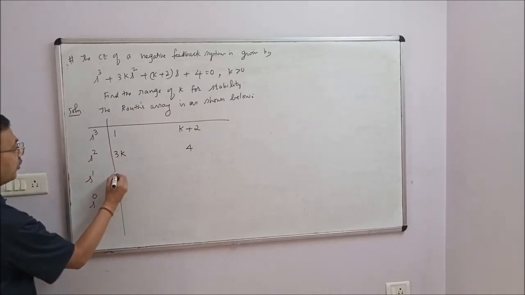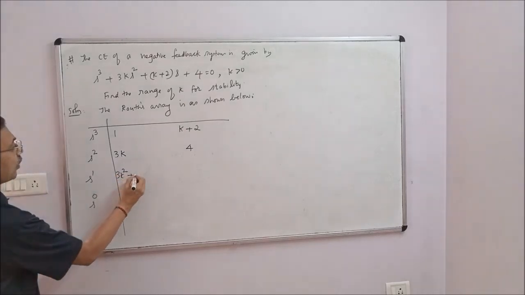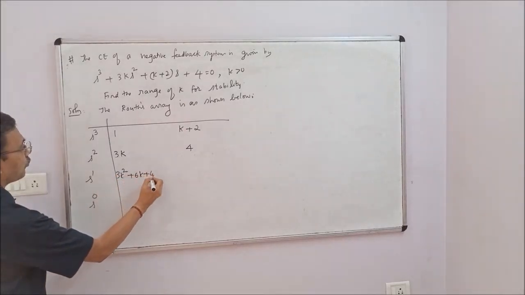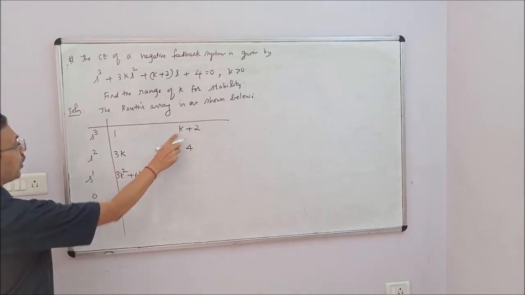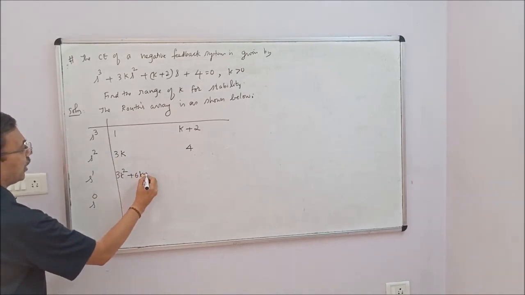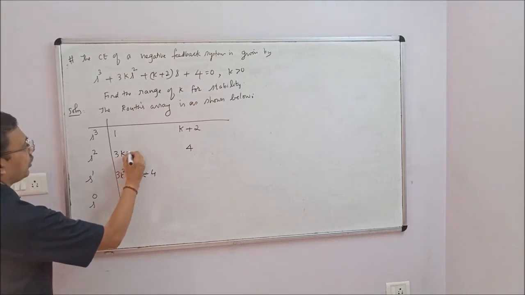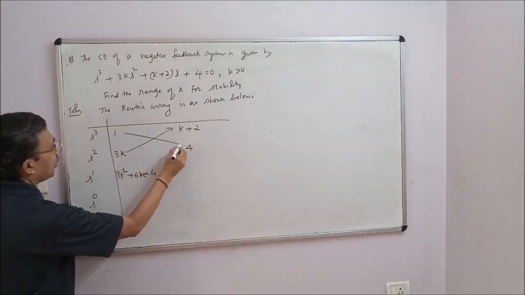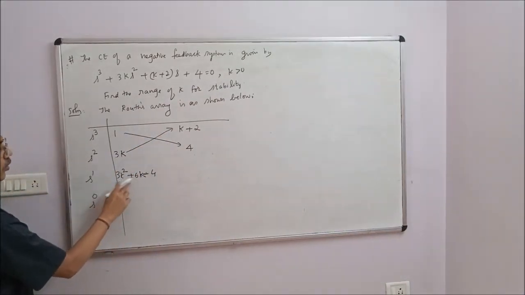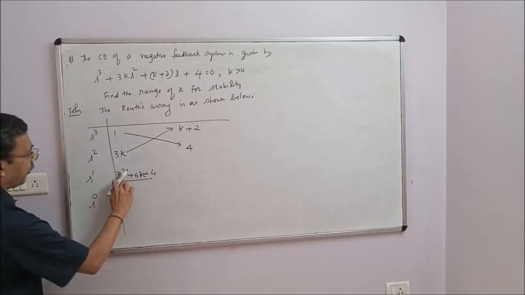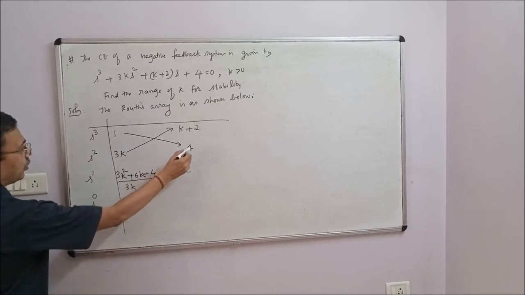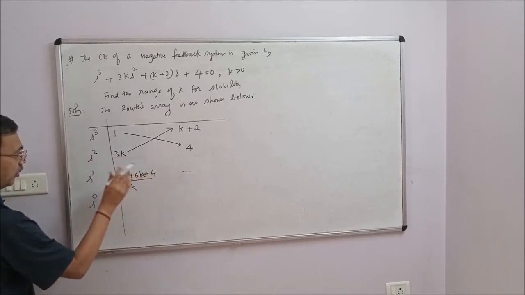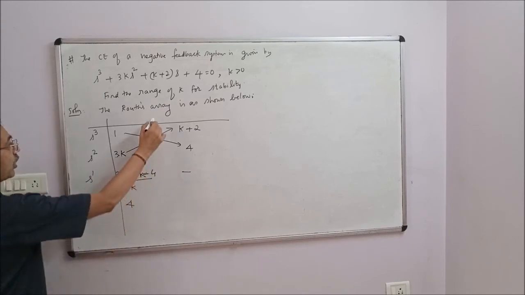So what is this element? This into this gives 3K square plus 6K, minus 4. So this into this minus this into this, divided by 3K, gives (3K square plus 6K minus 4) divided by 3K. The next entry is nil. This into this minus this into this by this gives you 4K.